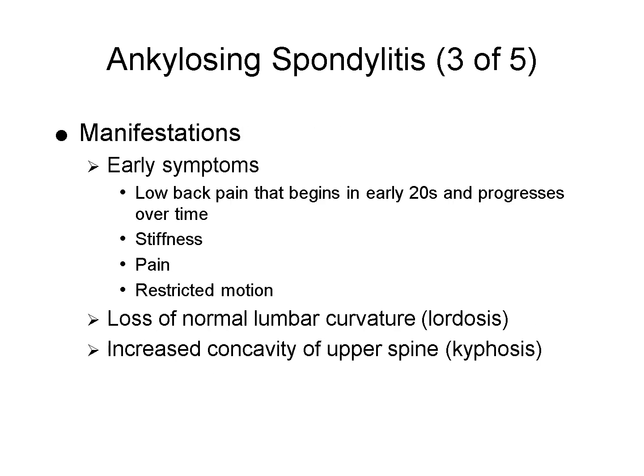Symptoms usually begin in early adulthood with low back pain, morning stiffness, and limited motion. As the disease progresses, patients lose lumbar lordosis and develop thoracic kyphosis. Pain may improve with activity but worsen with rest.